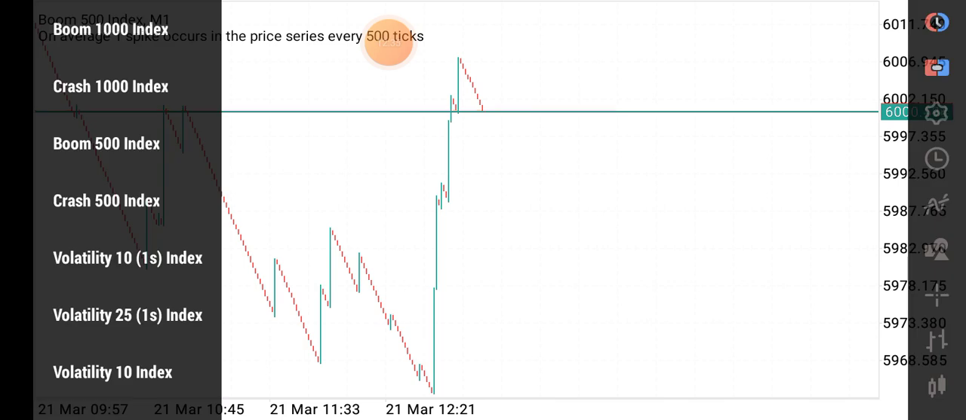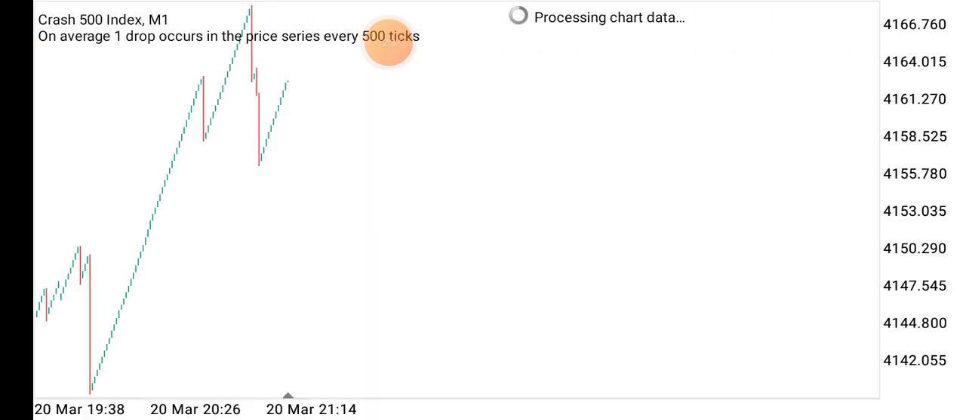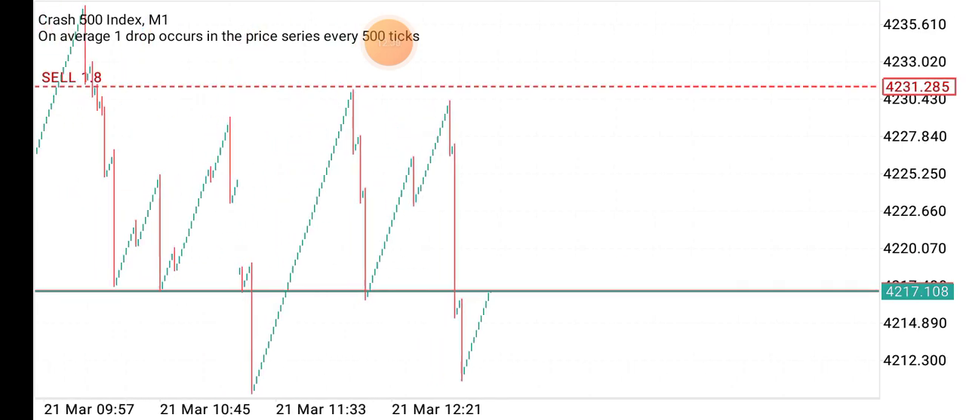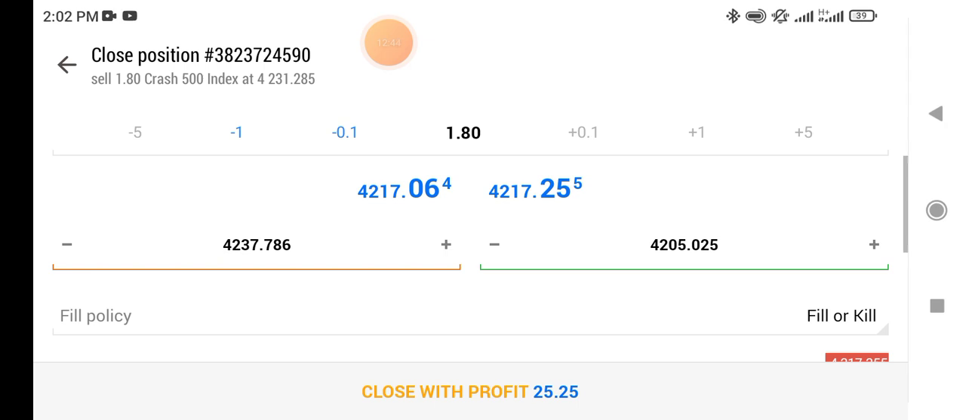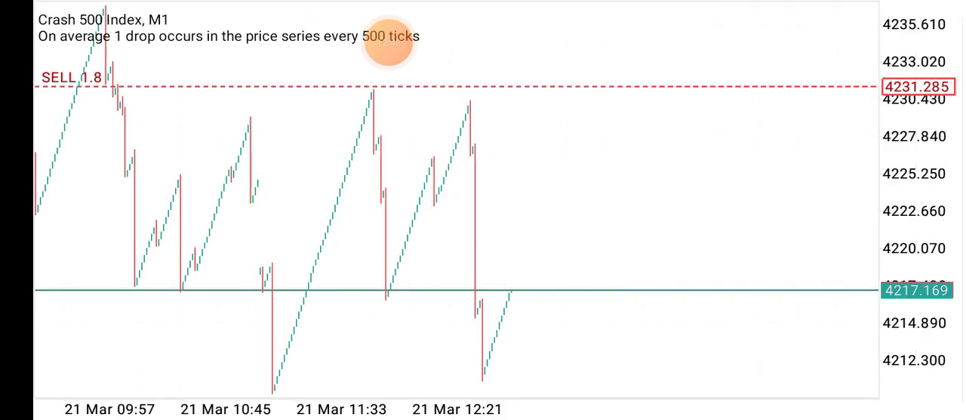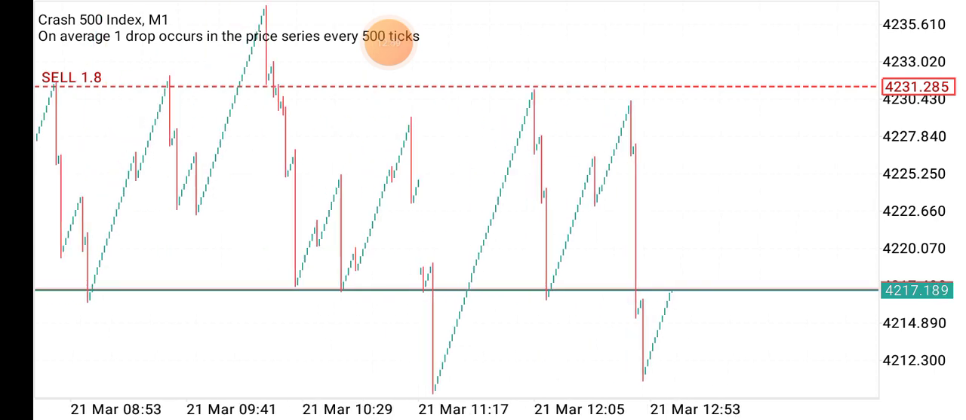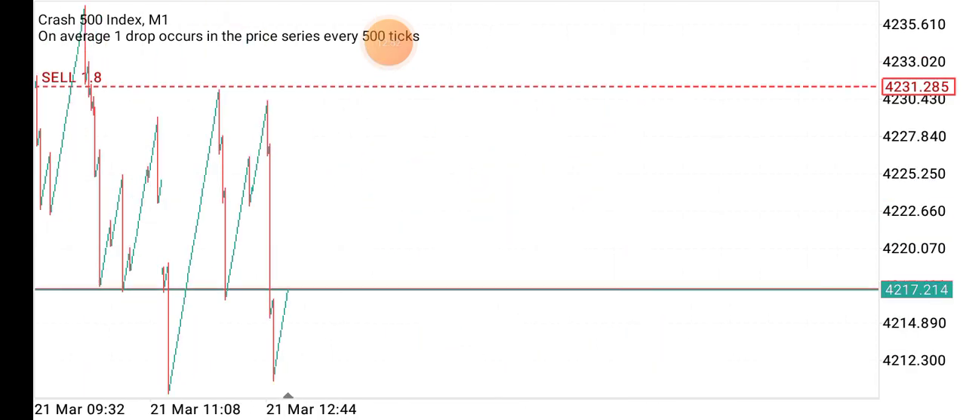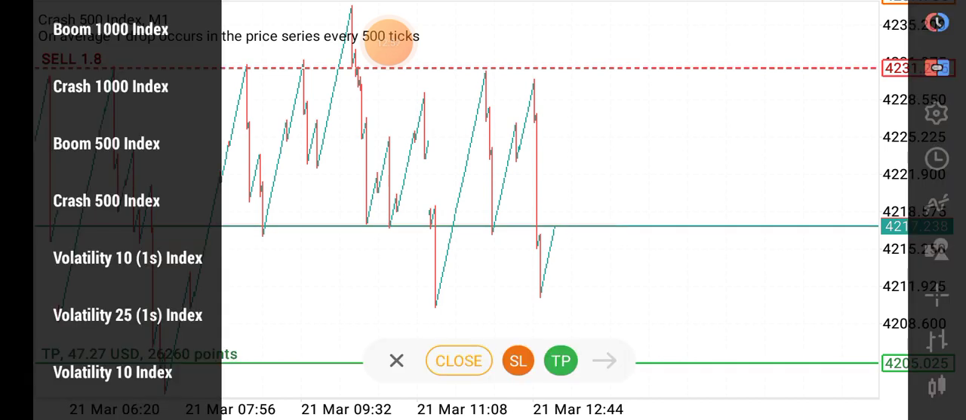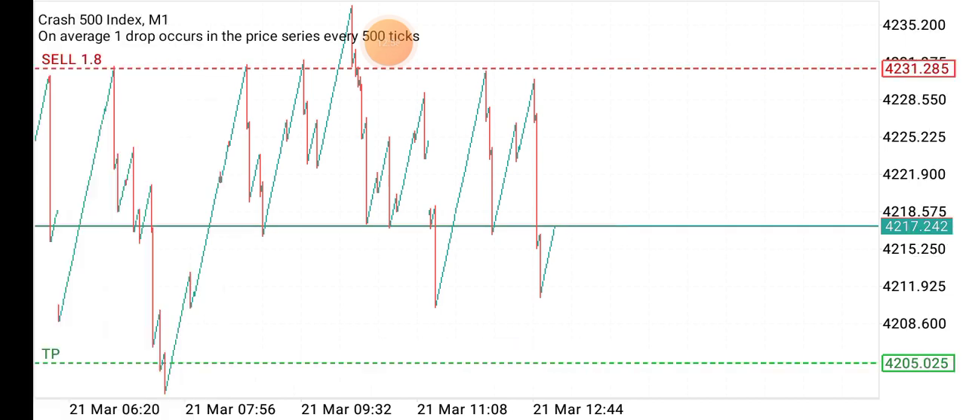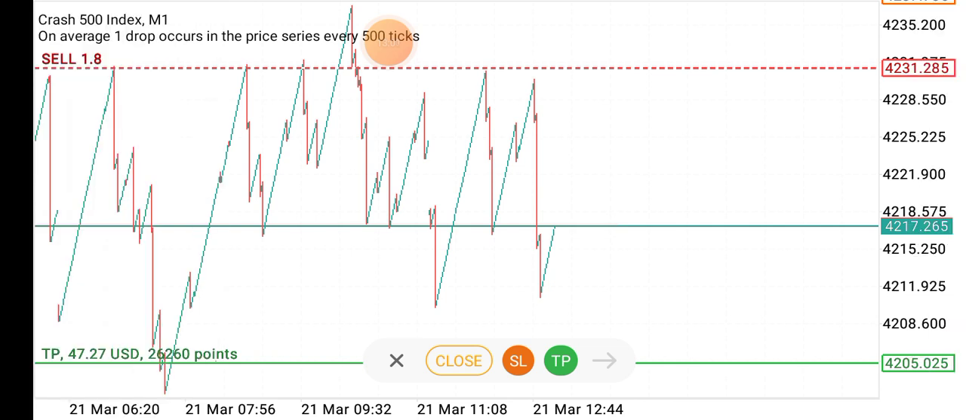Let me see, Crash 500. Do I have a trade there? Okay, see a lot of spikes on this one. Currently on $25. Still on the same strategy. I do not want to make this video too long, guys, and I'm expecting more spikes from this particular pair. Although here's my target already. Here's my target. Target is what? About $47 is the target for this particular one.